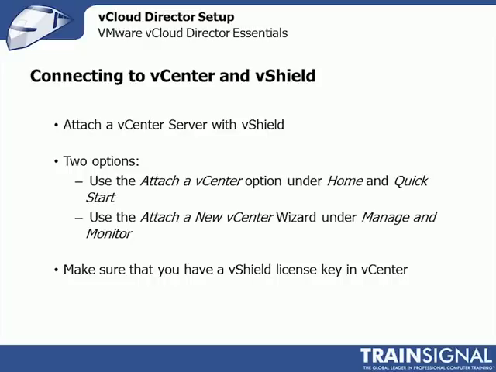Like I said, one is to use the Quick Start menu under Home, or you can use the Attach a New vCenter wizard under Manage and Monitor. And typically what admins do is they first use the Quick Start menu to attach a new vCenter for their very first vCenter, and then later when they have other vCenters they want to add, they would do it underneath Manage and Monitor. Also, make sure that you have a vShield license key entered over in vCenter, and I'll show you how to do that as well. Now let's go over to the vCloud Director web interface and connect to vCenter and vShield.